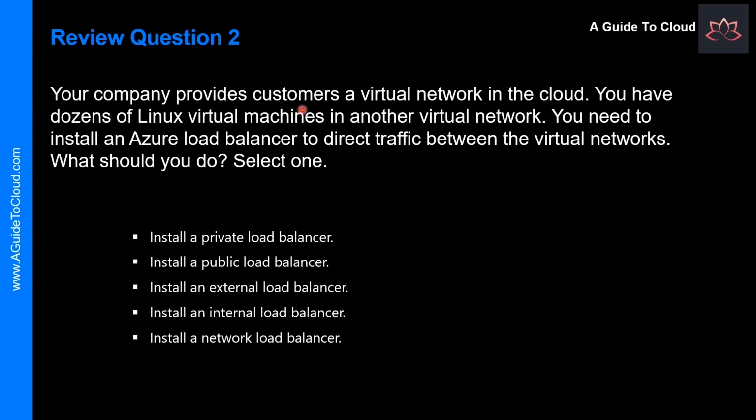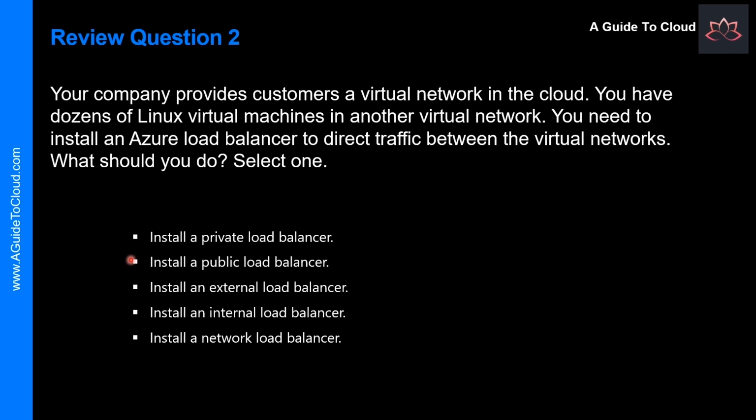Your company provides customers a virtual network in the cloud, and you have dozens of Linux virtual machines in another virtual network. You need to install an Azure load balancer to direct traffic between the virtual networks. What should you do? We have learned about this when we talked about the load balancer. So which load balancer would you choose here? Because you need to redirect the traffic to the right virtual network.